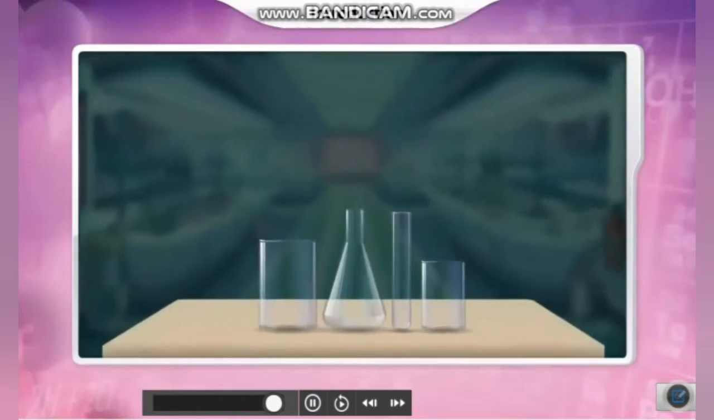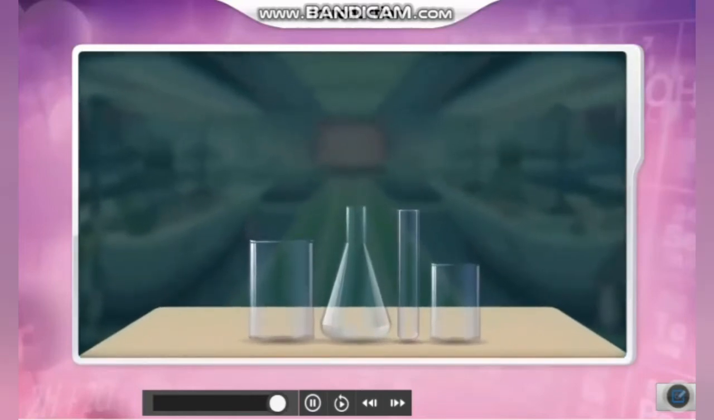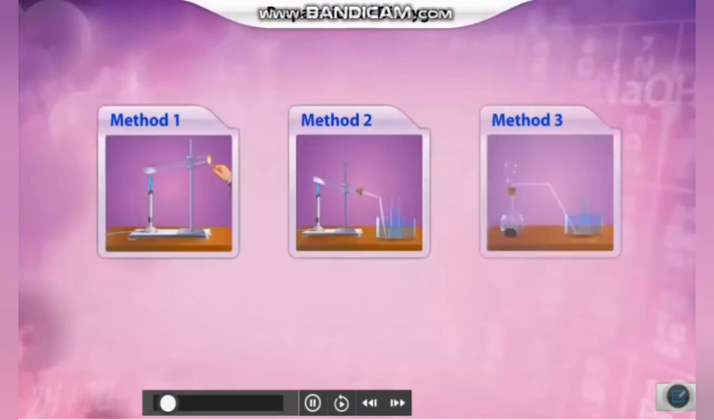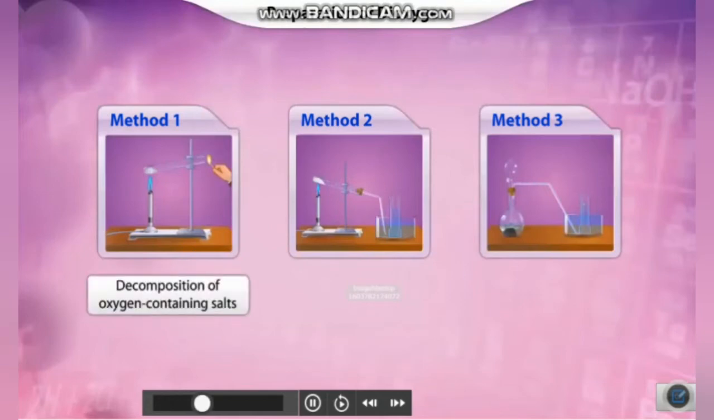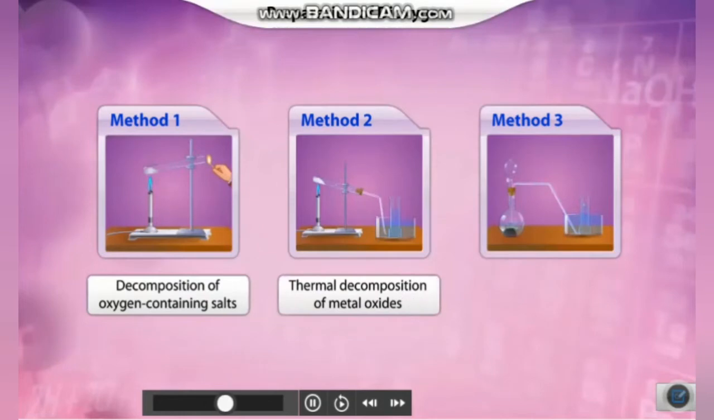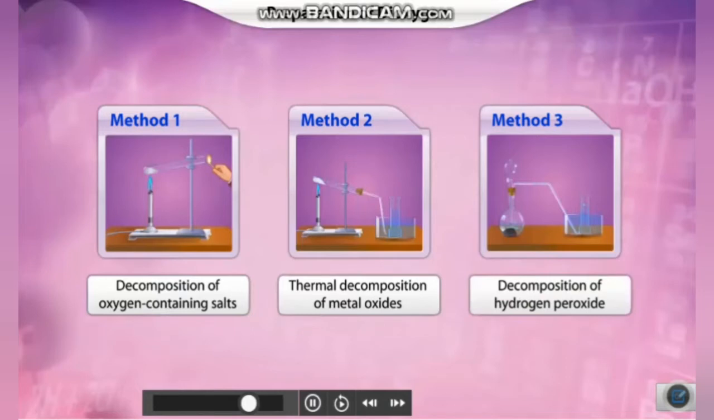So how is dioxygen prepared? What are the chemical equations involved? Let's find out. Dioxygen can be prepared in the laboratory by 3 methods: decomposition of oxygen-containing salts, thermal decomposition of metal oxides, and decomposition of hydrogen peroxide. Click each image to learn more.